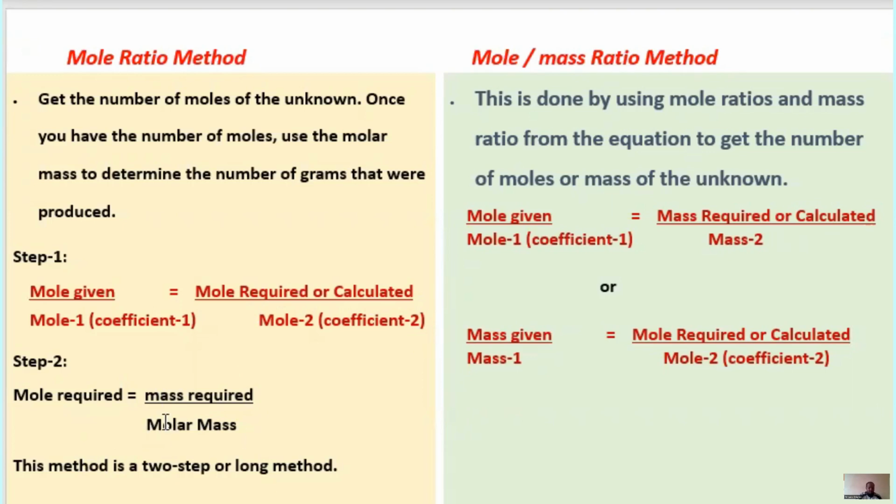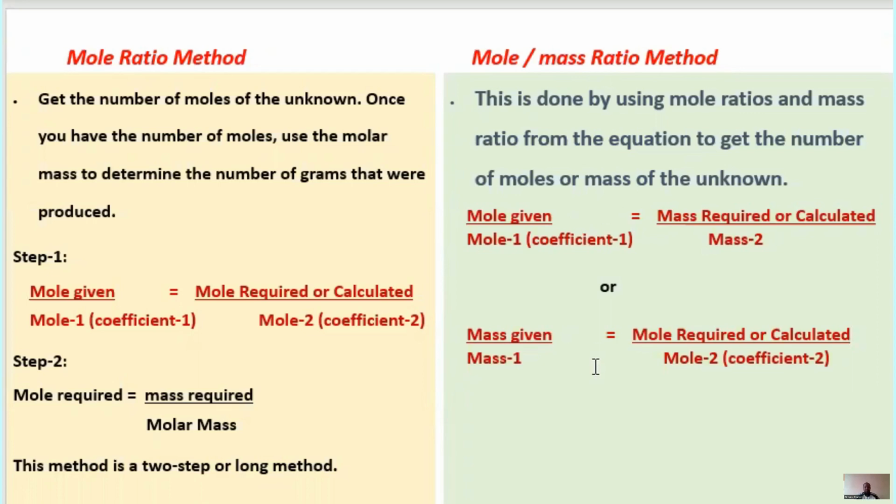Mole required divided by mole given equals mass required divided by molar mass. We are based on what? Number of moles equals the given mass or required mass divided by the molar mass of the substance. This method is the two-step or long method.